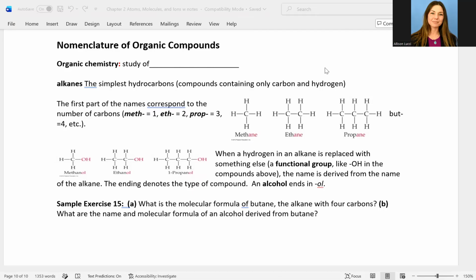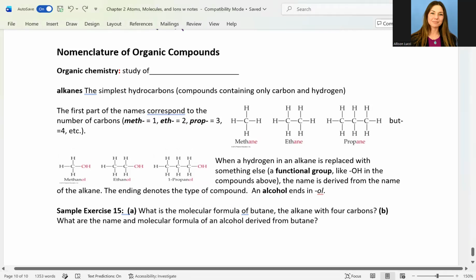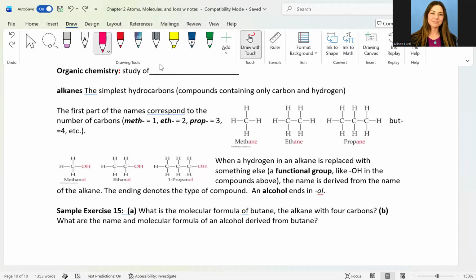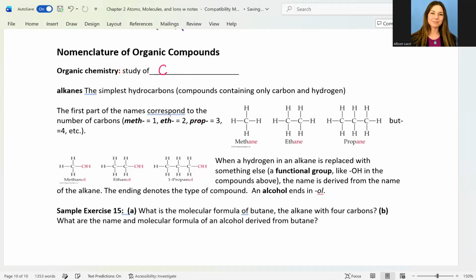This last video on nomenclature from chapter 2, to a lesser extent, will you have to worry about naming of organic compounds. But in general, when we talk about organic nomenclature, it's the study of compounds that contain carbon atoms. So this will be what we plug in here. So the study of carbon compounds.